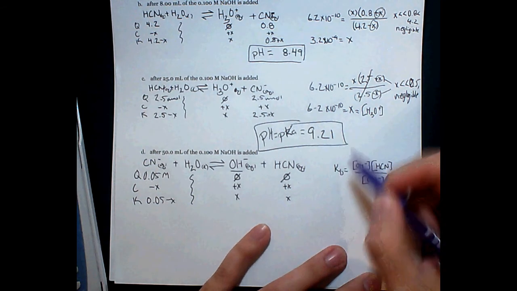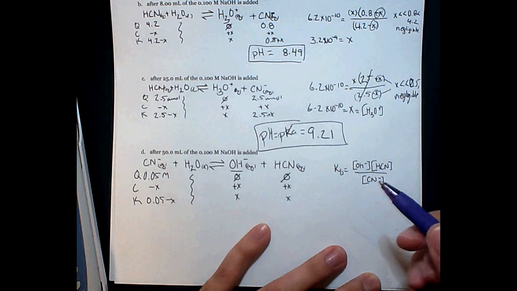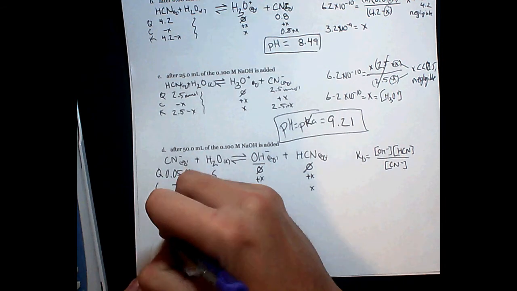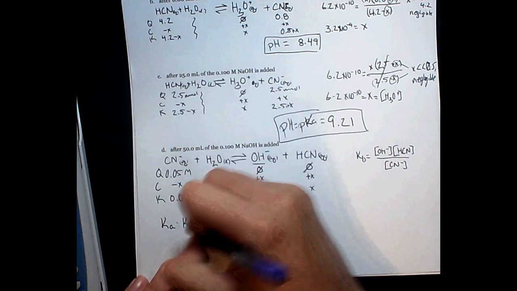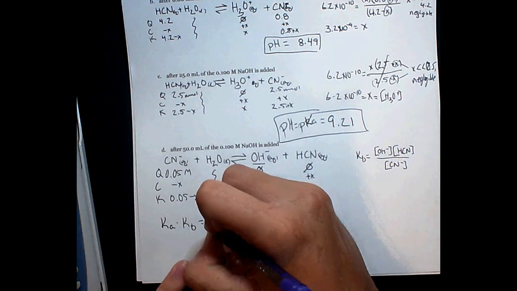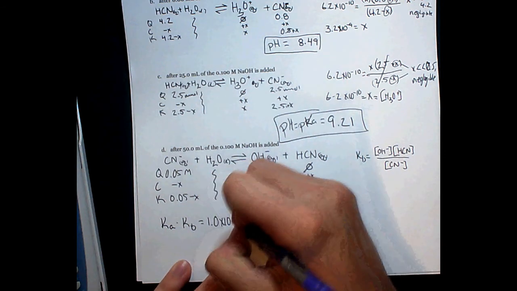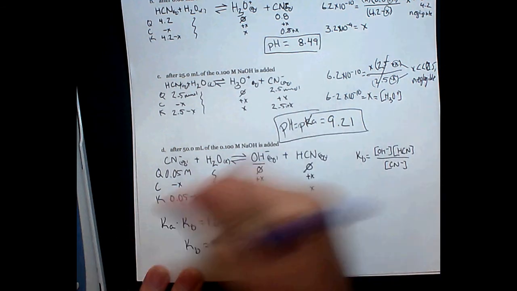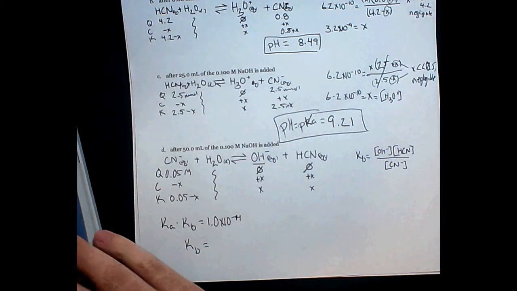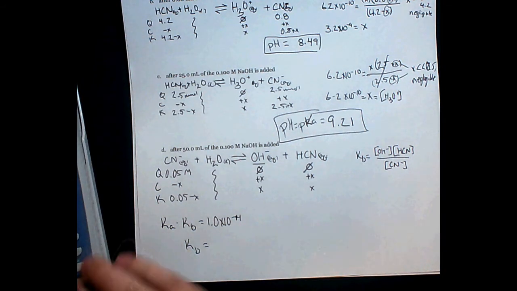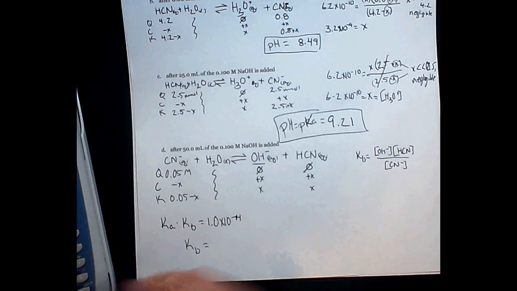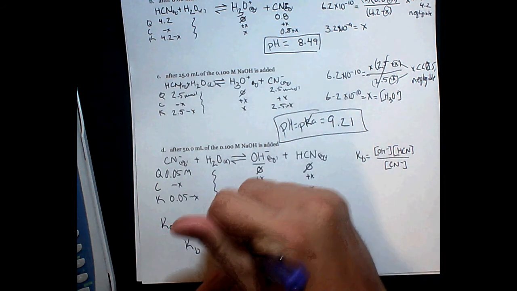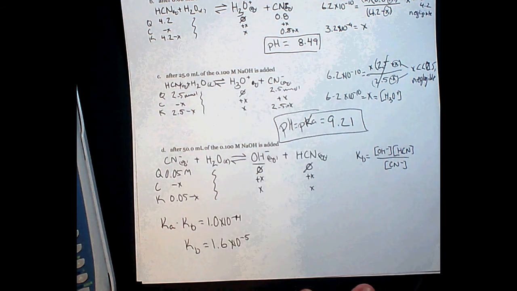Now this is a Kb. We're given in our problem Ka is 6.2 times 10 to the negative 10th. So we need to do that conversion between the two, where Ka times Kb is equal to 1.0 times 10 to the negative 14th. So we're just going to do that little calculation to find what Kb is. So we have 1 times 10 to the negative 14th divided by 6.2 times 10 to the negative 10th. We get 1.6 times 10 to the negative 5th for our Kb value.